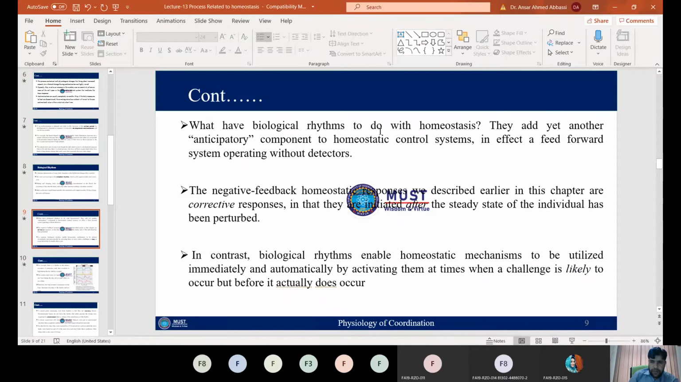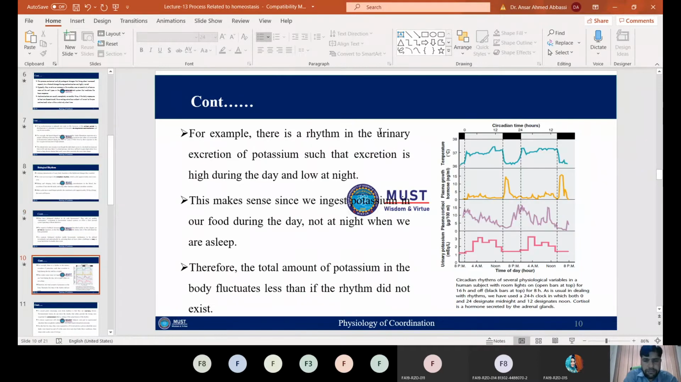So, for example, if we look at a rhythmical process in the urinary excretion of potassium, excretion is high during the day and low during the night. It means that because we ingest potassium in our food during the day, not at night when we are in a sleeping phase, the potassium concentration will be high during the day as compared to the night.